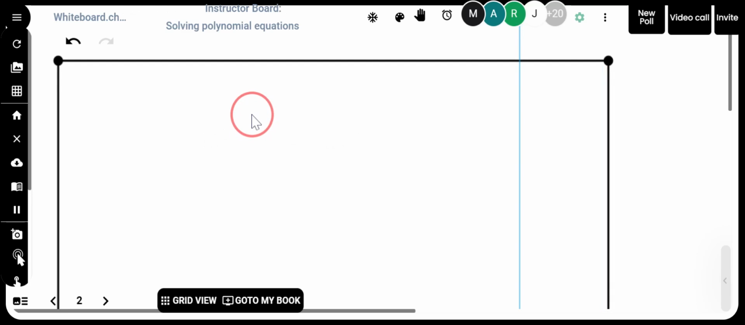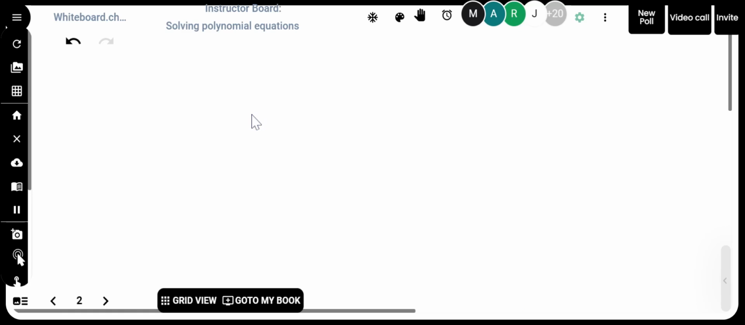Now, let me see if I can just move this up a bit here. That always seems to happen when I try to move it up. Let's see if I can move it back down a bit. There we go. Okay.